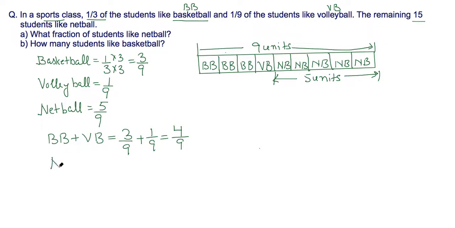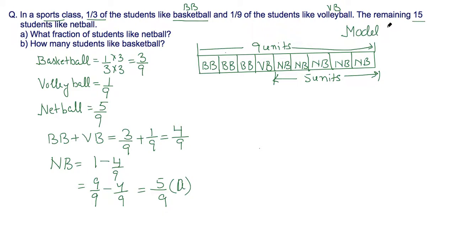So how do we find the netball students? Simple, it's 1 minus 4/9. Now, you can also write 1 as 9/9, so 9/9 minus 4/9 gives you 5/9. That's another way to find it. So that's your model method: you can draw the model and it's very clear. Another way is to use a simple calculation to find it. So that's your part A.